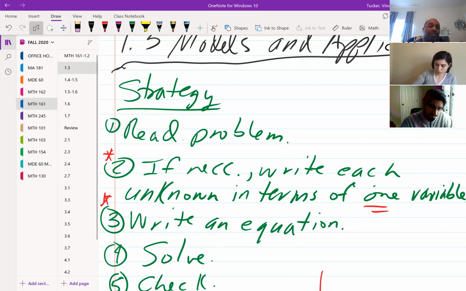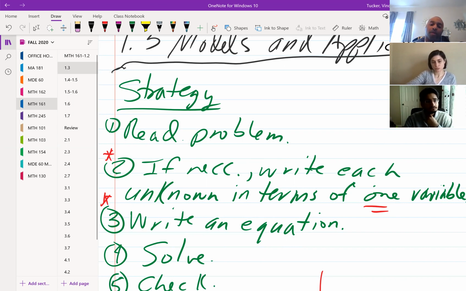Steps 2 and 3, I put an asterisk beside them because most of the time that's where the challenge will come. It says, if necessary, write each unknown in terms of one variable. So if you have multiple unknowns, say 3, you don't want to write X, Y, Z. You don't want to introduce multiple variables. All you want to do is write one variable and then write the other ones in terms of that variable. You'll see what I mean in a second. The reason is that the more variables you introduce, the more equations you will need. Then we would need a system of equations, which would make things more complex than necessary for these types of problems.